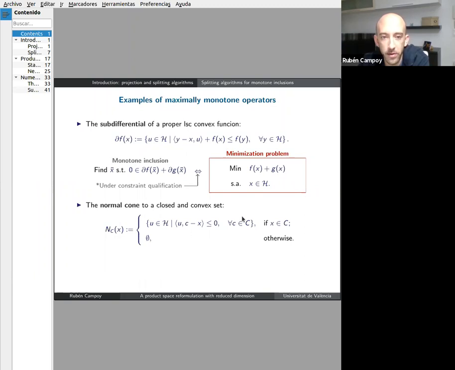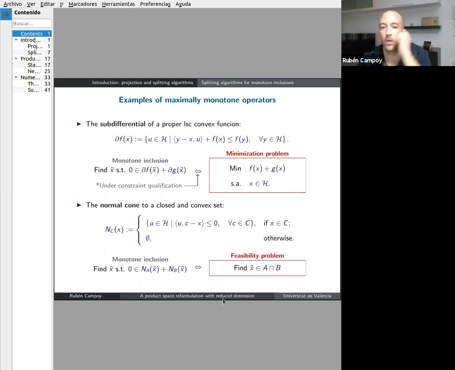And another example is the normal cone to a closed and convex set. In this case, the monotone inclusion will recover the feasibility problem. So feasibility problems can be considered particular instances of monotone inclusions.